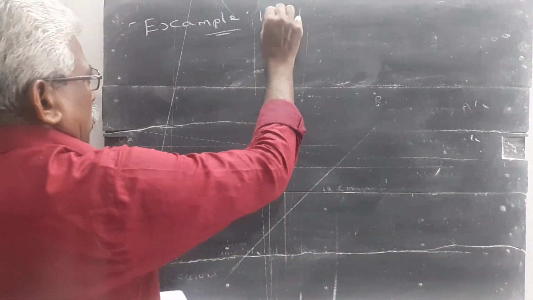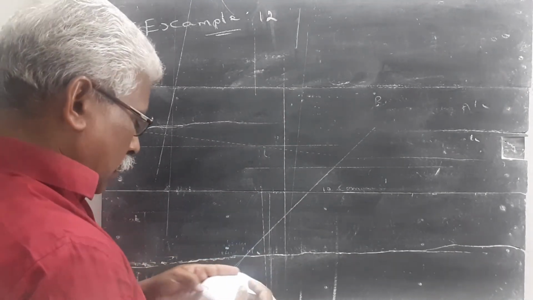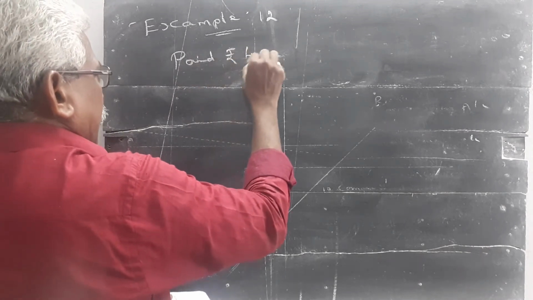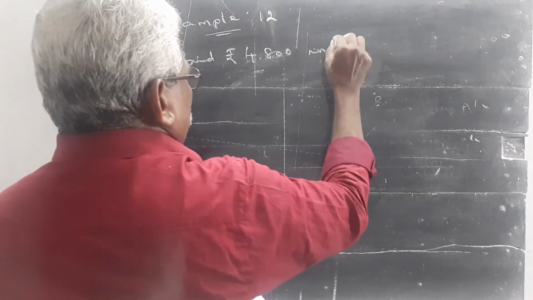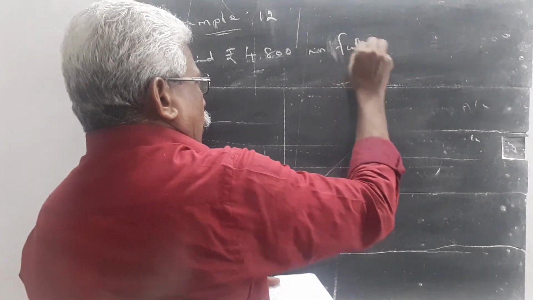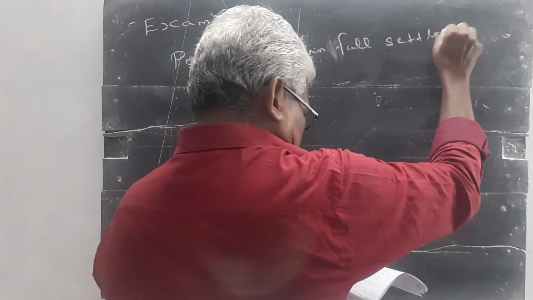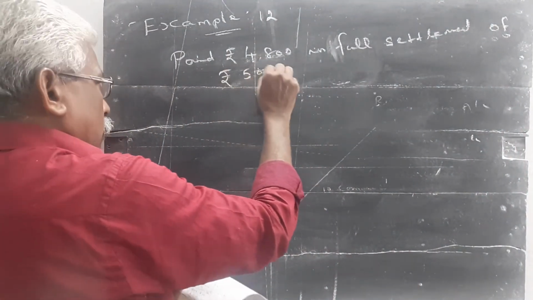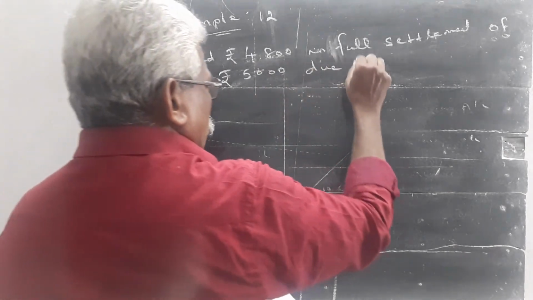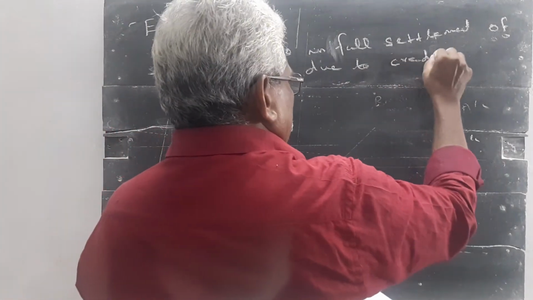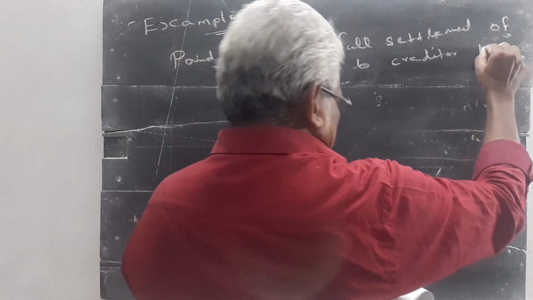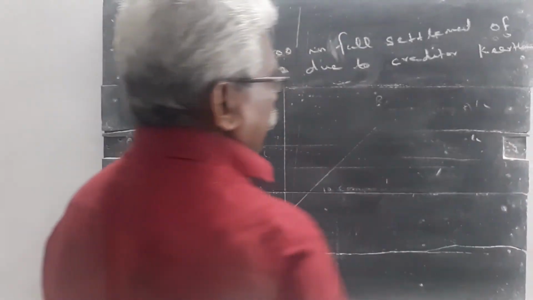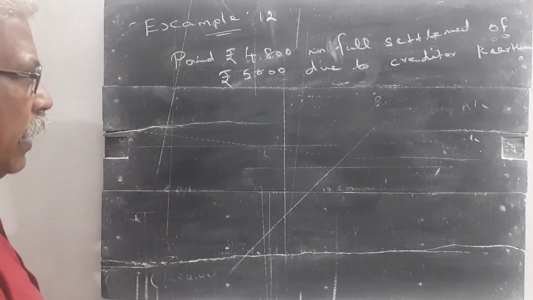Question number 12. Paid rupees 4,800 in full settlement of rupees 5,000 due to creditor Kirtana. Kirtana is our creditor.